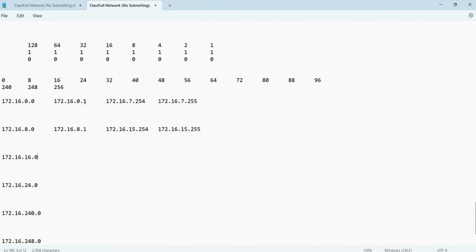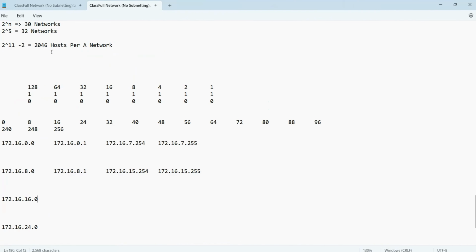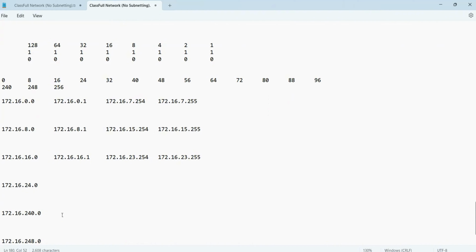And if you calculate from 0.1 until 7.254, you will be getting 2046 hosts. So this one, 172.16.16.1 is the first host. The last host is 23.254, and the broadcast is 23.255. You see that? So if I calculate this one over here, for example, what is the first host? 240.1, and the last host is 247.254. And then 247.255 is the broadcast. So if I put a number from 0.1 until 7.254, they should talk to each other.